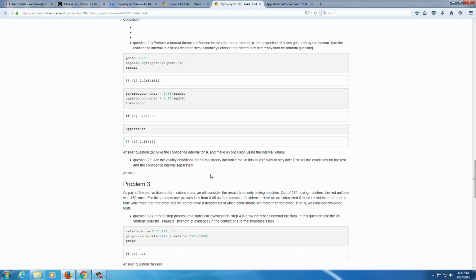In 2f, I am asking you about the validity conditions for this study. In this case, there is a set of validity conditions in the notes for doing a normal theory hypothesis test, and there is a separate but related set of conditions for doing a confidence interval. Please consult the notes for doing that.